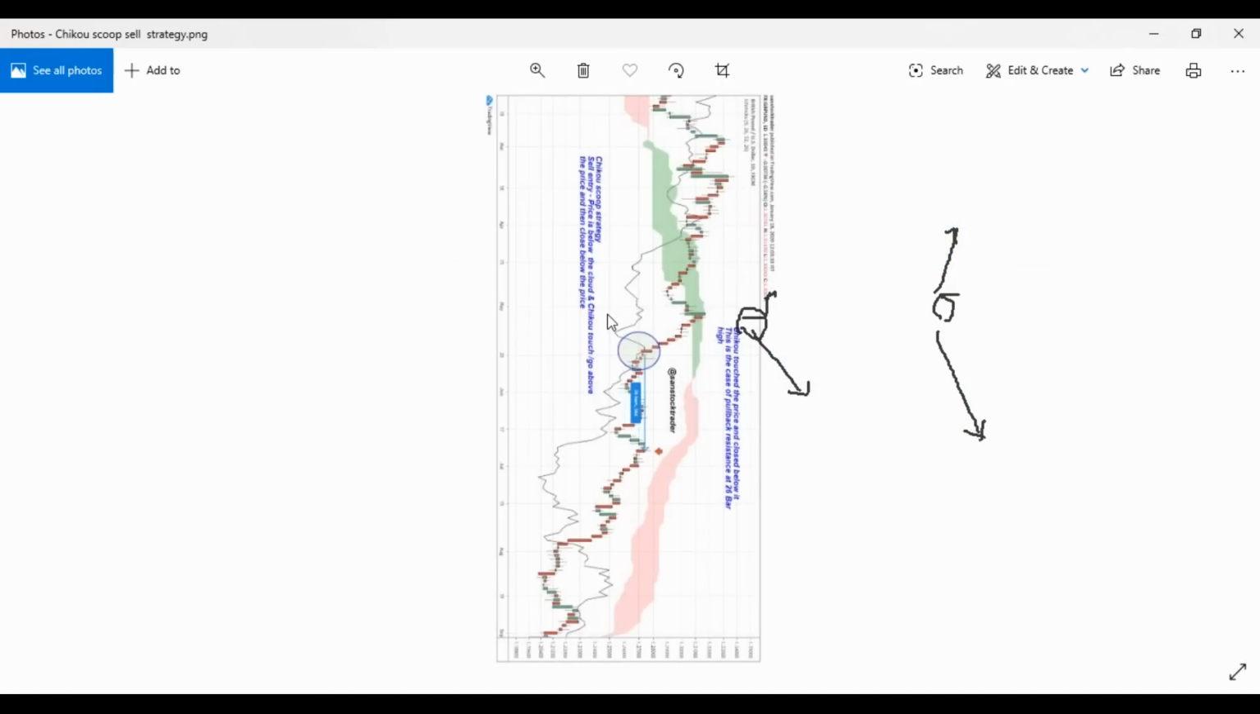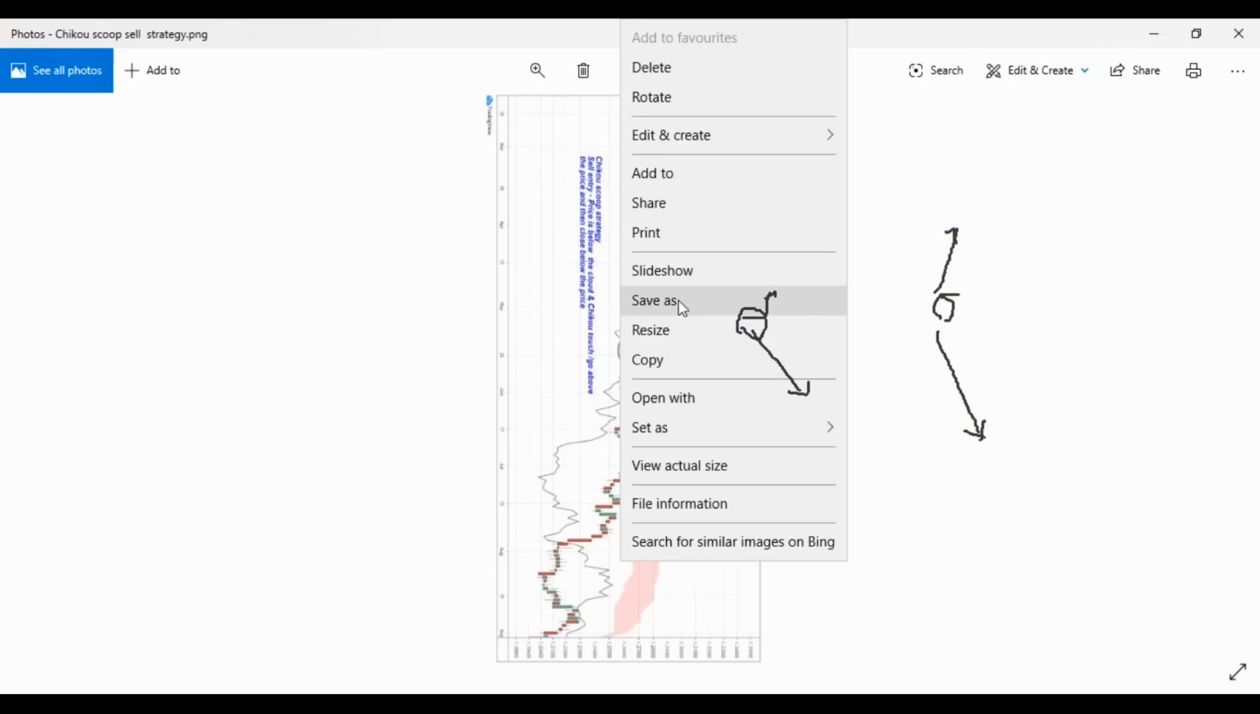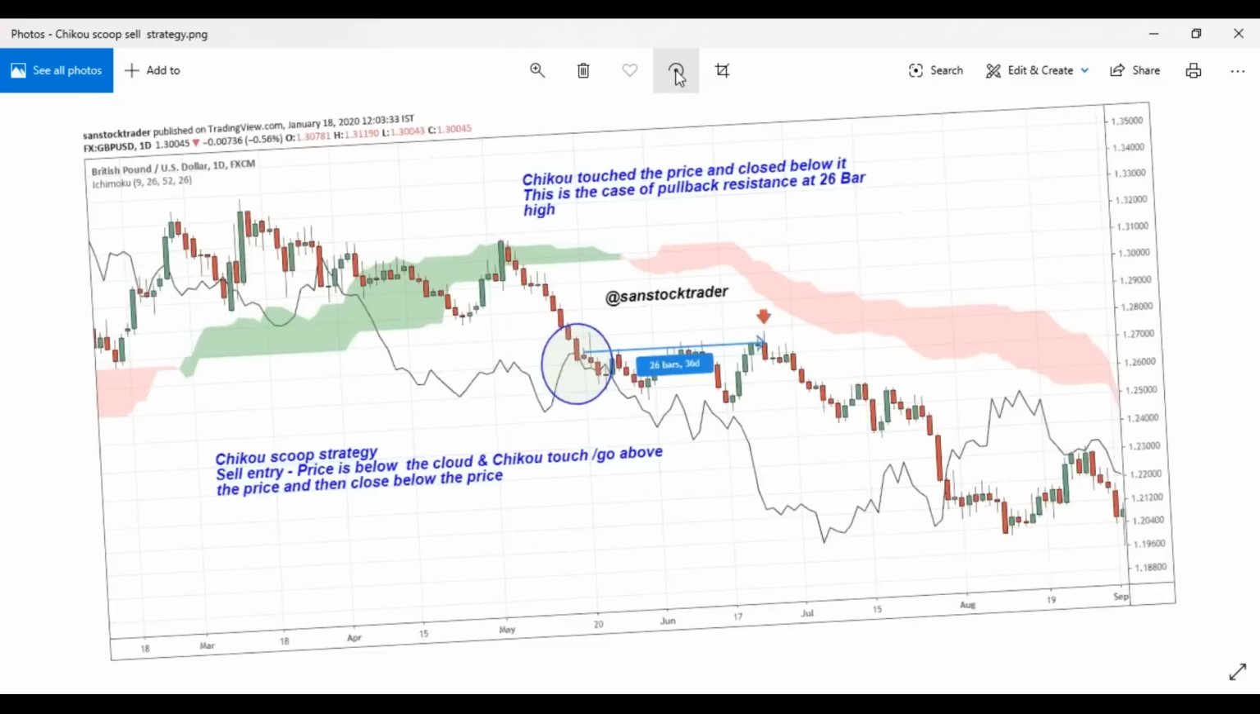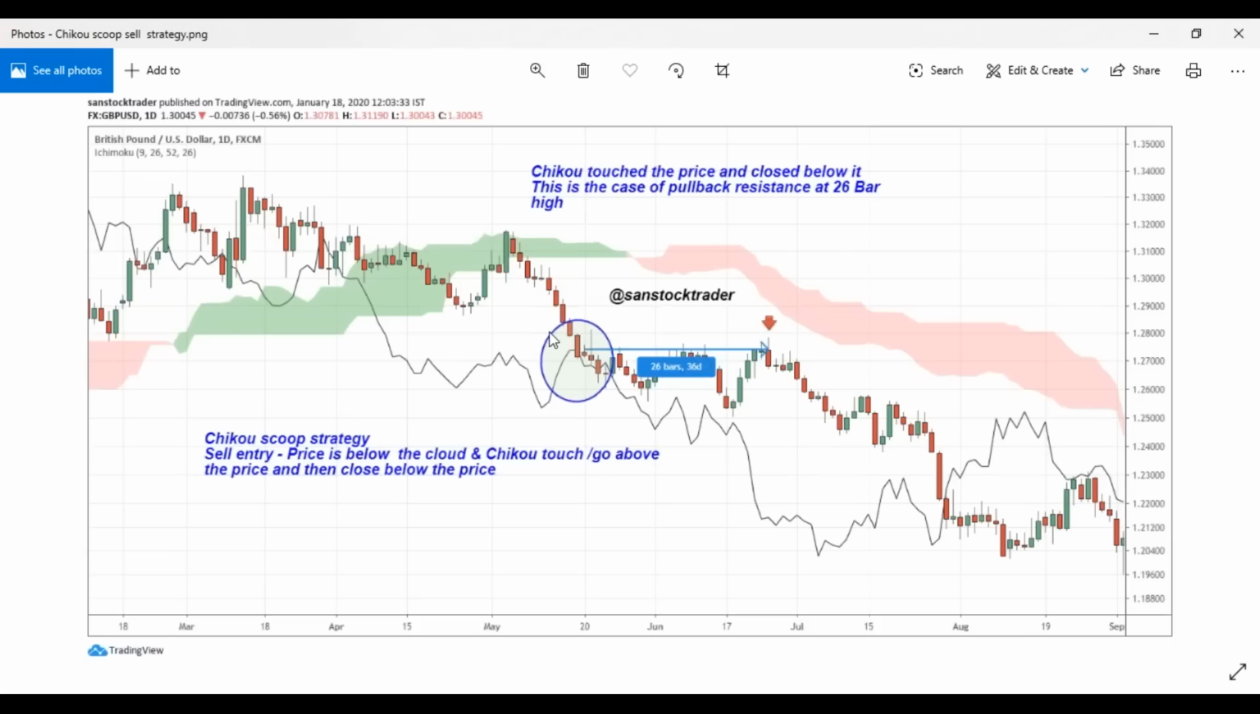Okay, this is one more chart. Let me clear all this. Here price is below the cloud, the trend is down, and we are looking for a short opportunity. So see what happened. Chikou touched the candle. At that time the candle was here. It means the candle reached the 26 period high.